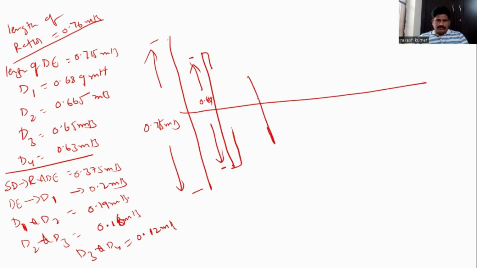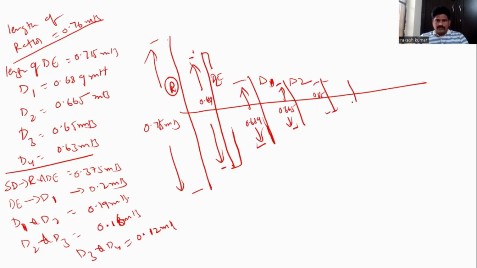Next, director one. This is your reflector. This is your driven element. This is your director D1. What is the height of director D1? The height is 0.685. And similarly, D2. So what is the height of D2? The D2 height is 0.665. And next, what is the value of D3? The value is 0.65. Next, D4, the height is 0.63.